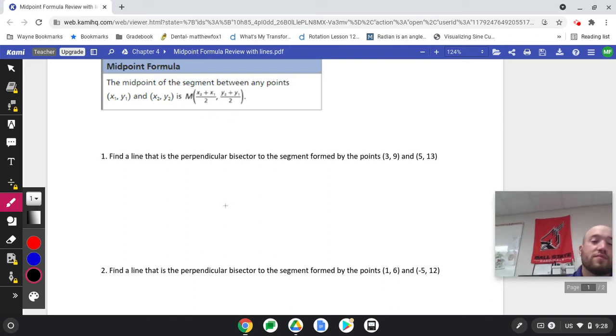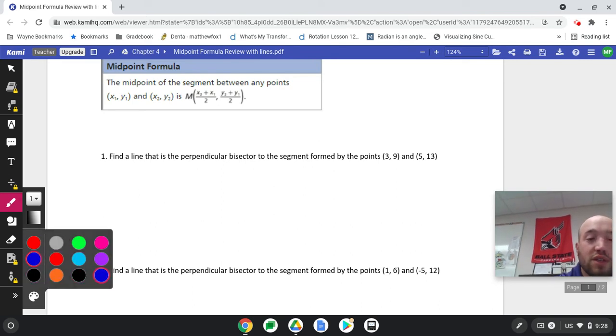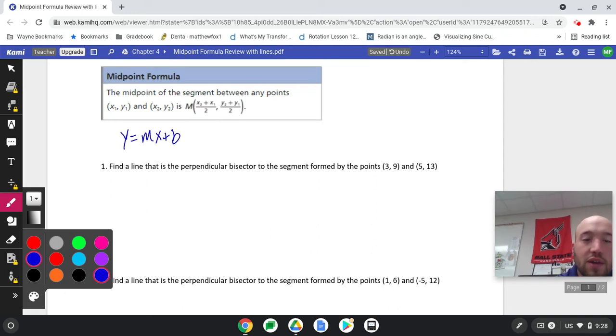Now, in addition to the formula for the midpoint, we already have talked about our three formulas. y equals mx plus b, slope intercept form, I misspoke. Then we also have our slope formula, which is y2 minus y1 all over x2 minus x1. And then finally we have our point slope formula.